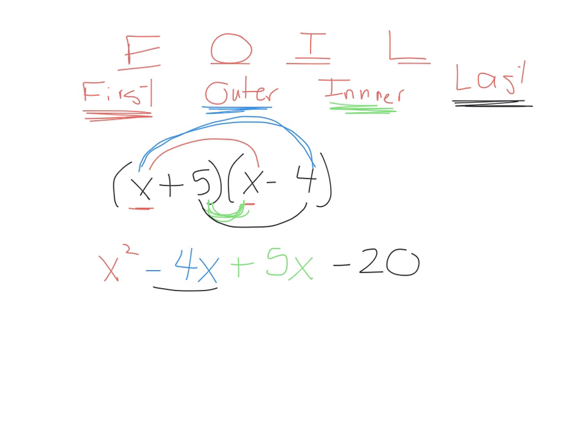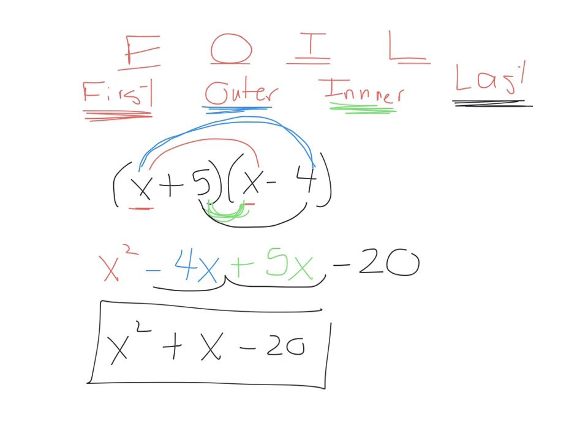Again, I look to see if I can combine the middle two terms, and I can. Negative 4x plus 5x is x. So I have x squared plus x minus 20, and that's my final answer.